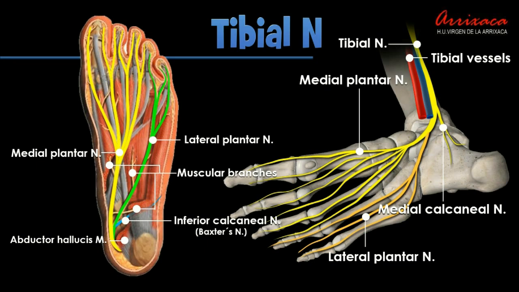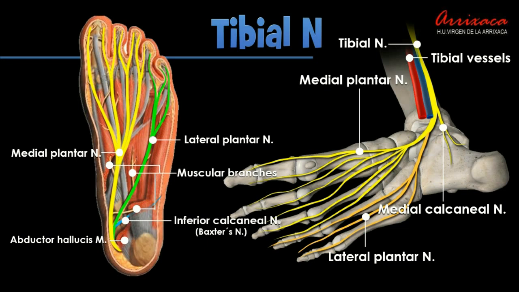The lateral plantar nerve is the smaller terminal branch of the tibial nerve. It courses laterally and forwards until the base of the fifth metatarsal bone, where it divides into the superficial and the deep branches. Its distribution resembles the distribution of the ulnar nerve in the hand.